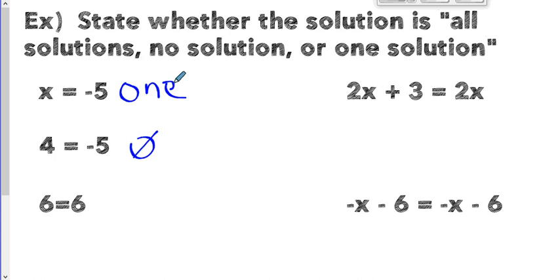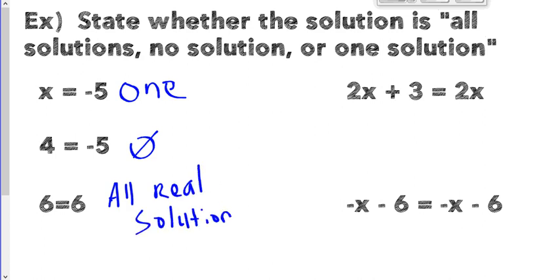And then our last one here, 6 equals 6. Well, obviously 6 is the exact same thing as 6. We have no variable term, so that would be what mathematicians call all real solutions. Another common phrase that mathematicians use would be infinite solutions, which means that anything in the universe works. So all real and infinite are similar ideas.